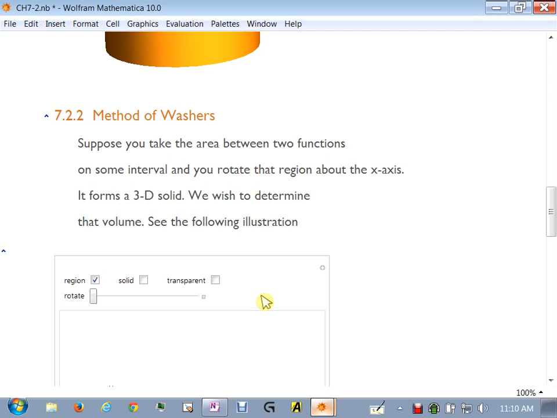Suppose you take the area between two functions, which is what we did last class, right? We had two functions. They somehow bounded some area. We're on some interval, and we want to rotate that area, that region, around the x-axis. When we do that, it forms a three-dimensional solid. We wish to determine the volume of that solid.